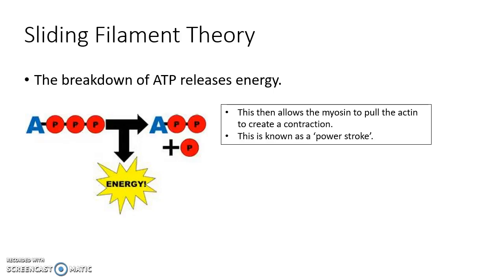And then once this is repeated, the myosin arms let go of the actin binding sites, connect to another one, and pull it along, creating another power stroke. And this creates the muscle contraction.